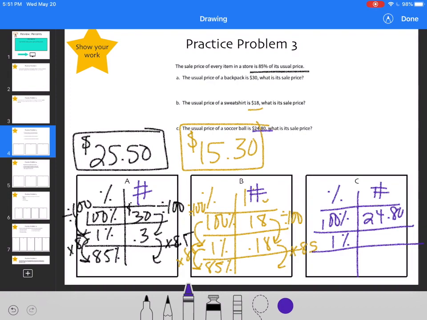So in my calculator, I'm using my phone as my calculator. 2480 divided by 100 is going to get me 24.8 with the decimal in front of the 2. Then I have to figure out what 85% is going to be. So I'm going to multiply by 85. I get $21.08.